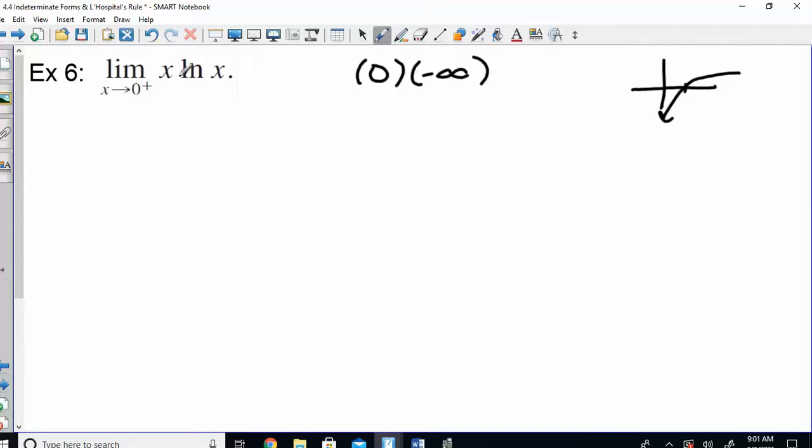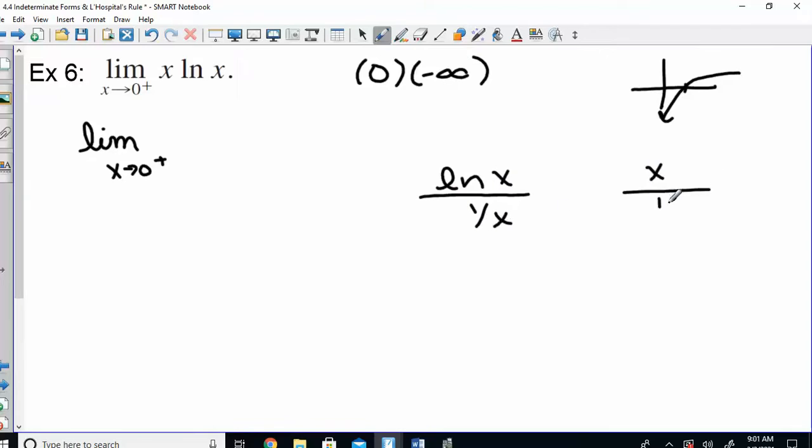Our strategy is to somehow write this as a quotient. We do that by dividing by the reciprocal on one of these. Okay, so we have two options. We could either write it as the natural log of x divided by 1 over x, or you can write it as x divided by 1 over the natural log of x. Do you guys see if you divide by that fraction it's the same? Which one would we rather have on the bottom, 1 over x or 1 over the natural log of x? The 1 over x would be much nicer, so let's do that.